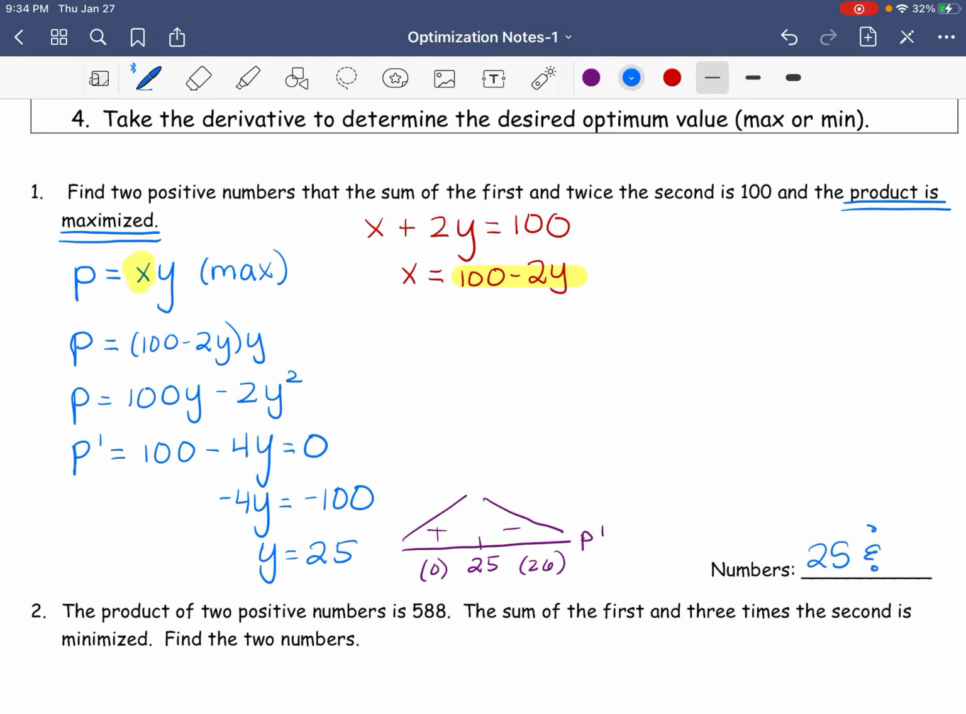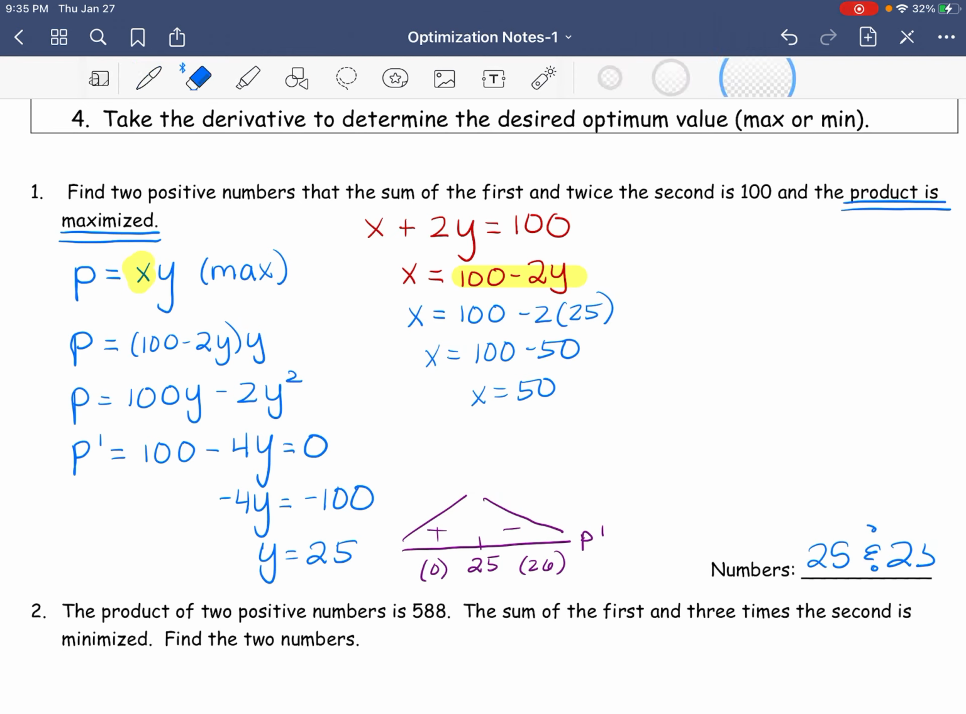To find my second number, I'm going to come back up to this red equation, and I'm going to plug in y being 25. And I get that my second number is going to be 50.